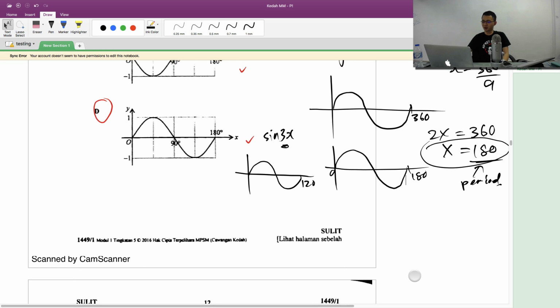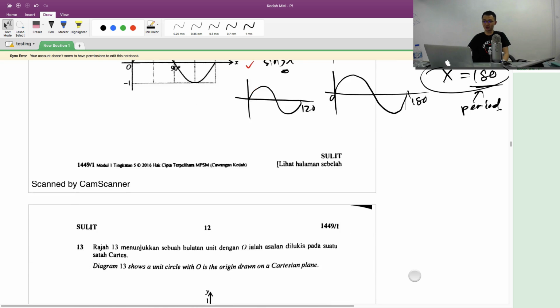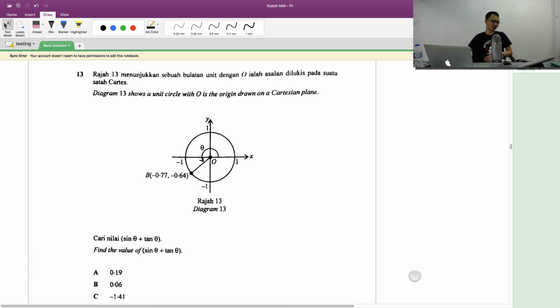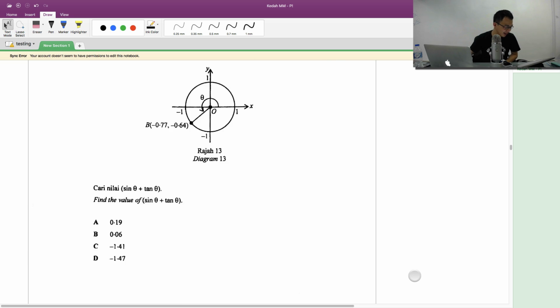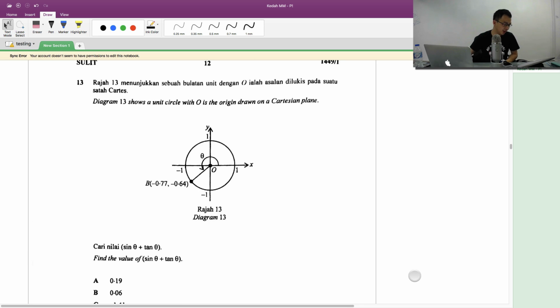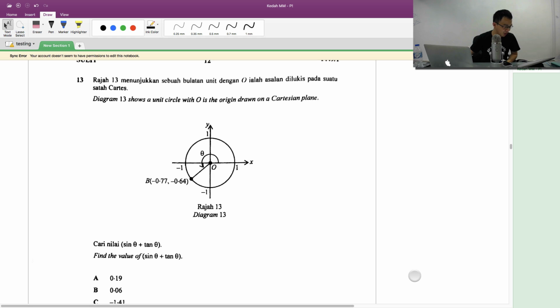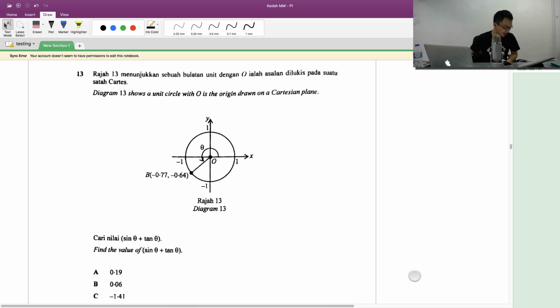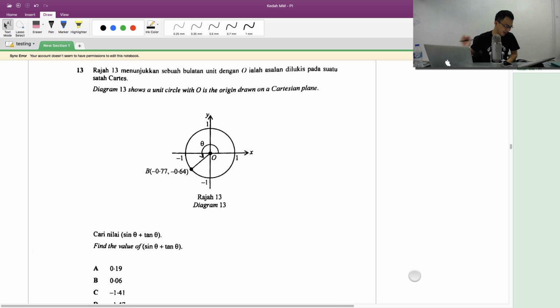So because of the 2x there, your cycle should stop at 180, unless there's no 2x, then you can stop at 360. Alright, for this one, diagram 13 shows a unit circle with O as the origin, drawn in the Cartesian plane. They ask you to find sine delta plus tangent delta.